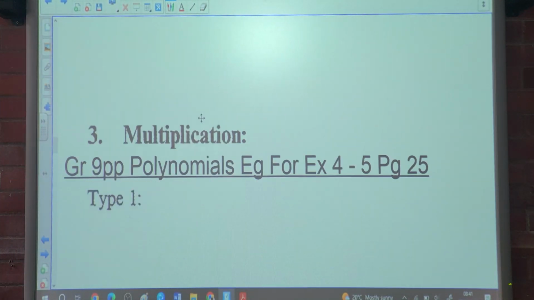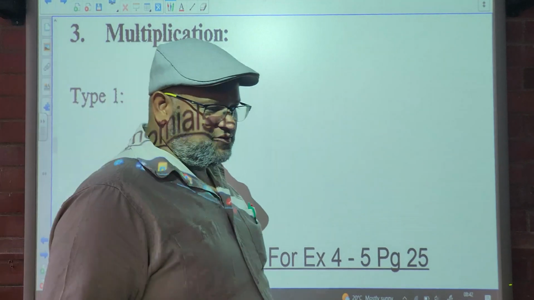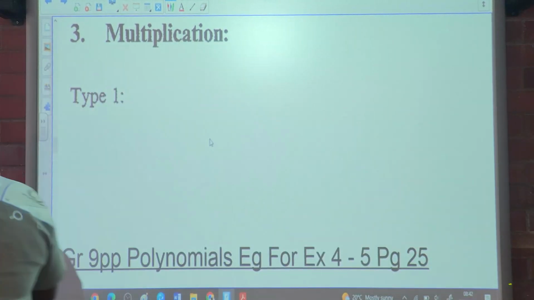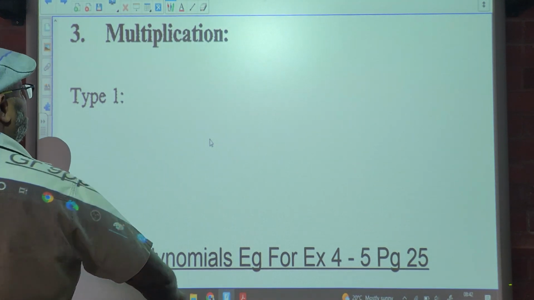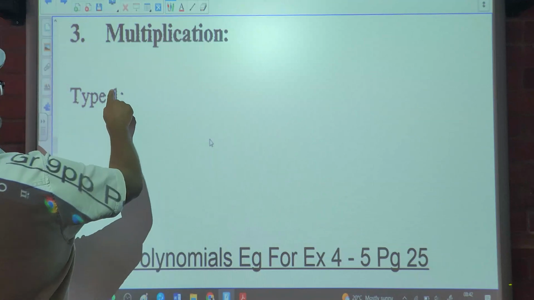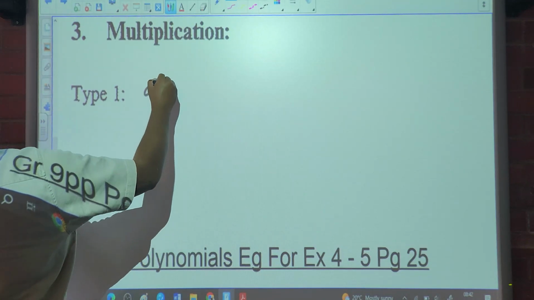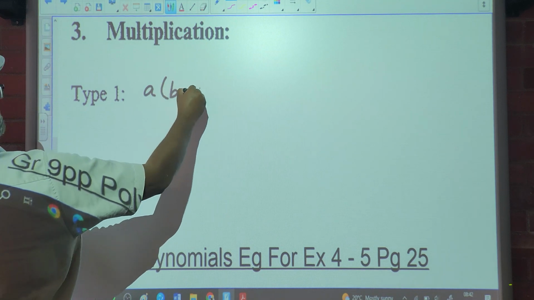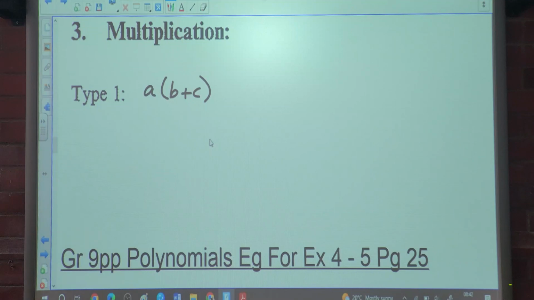So now we're going to look at multiplication. When I cut it, it didn't look so good, so what I'm going to do is rather write it. Type 1, if you got this, you guys can write down. Type 1 is that we got A into B plus C, and the question says simplify. What would we have done here? We would have multiplied the A into the brackets, not so?